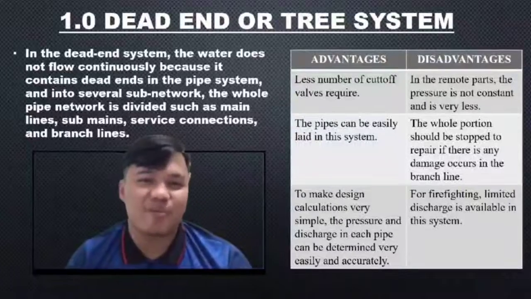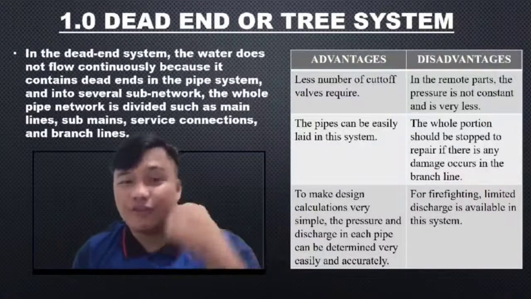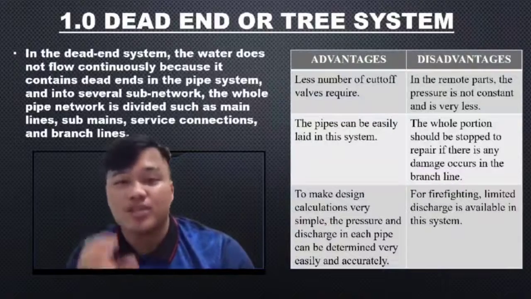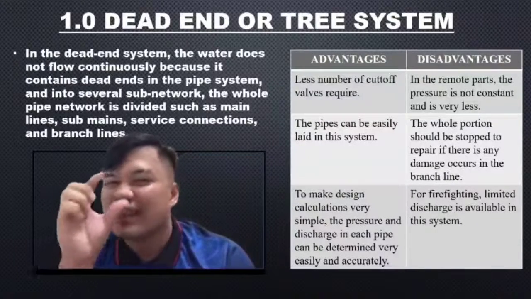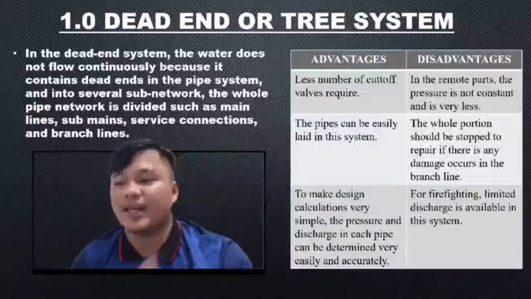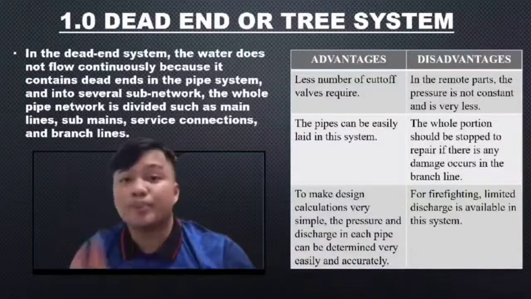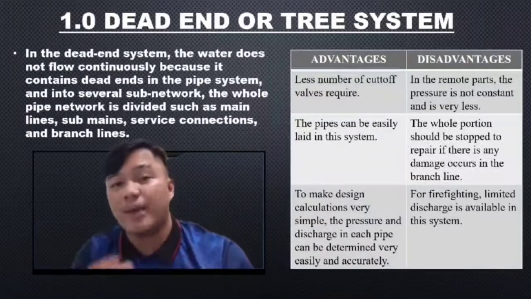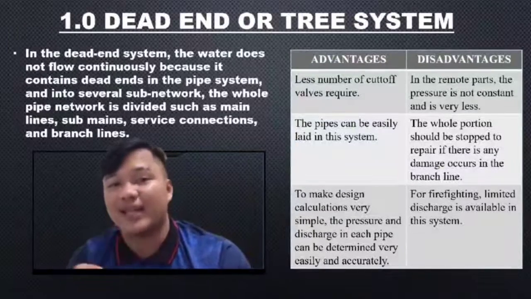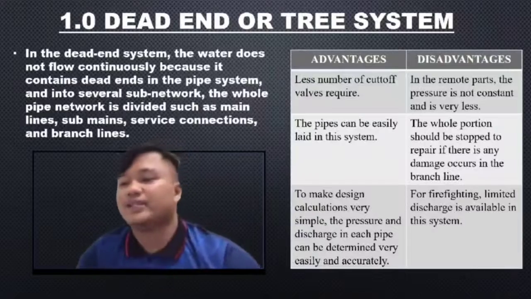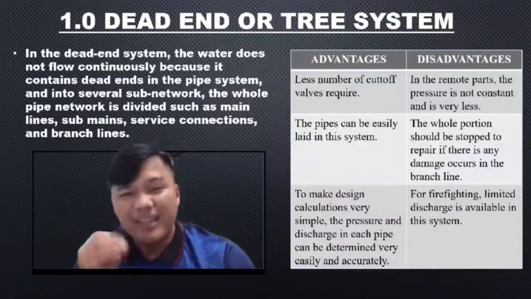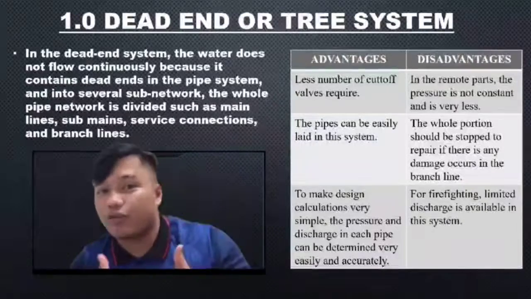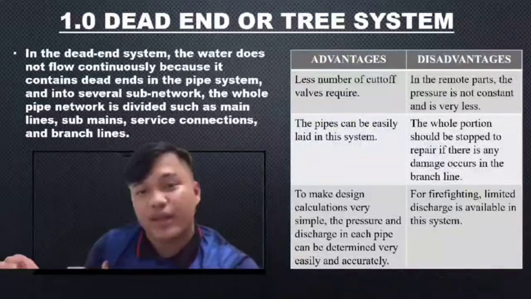Now let's talk about disadvantages. The first one is in the remote parts, the pressure is not constant and is very less. The second one is the valve portion should be stopped to repair if any problems or damage occurs in the branch line. The third one is for firefighting, limited discharge is available in this system. So that's all from me, and let's move on to our next presenter.